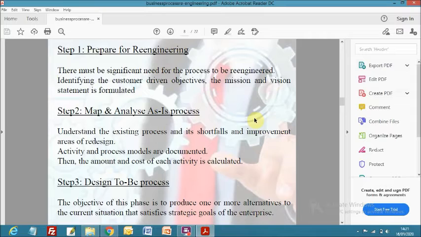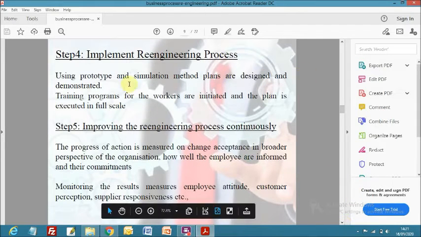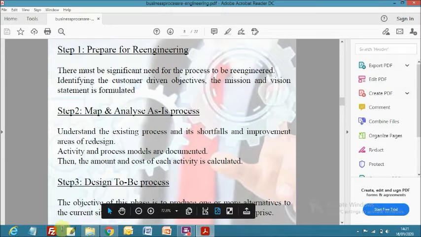Map and analyze the as-is process. Second step: understand the existing process, whatever it is, and its shortfalls. What are the shortfalls of that existing process, and the improvement areas of redesign. Activity and process models are documented. Then the amount and cost of each activity is calculated. If you are going to redesign or re-engineer any process model, then the cost must be calculated, because cost, the finance involved, is the main part. The cost of each activity is calculated.